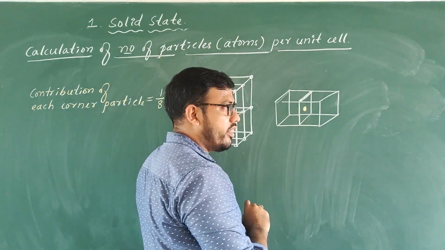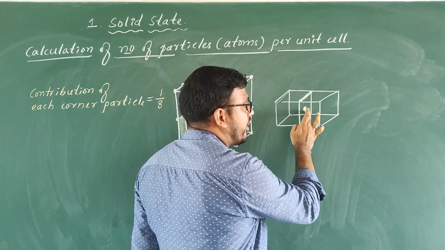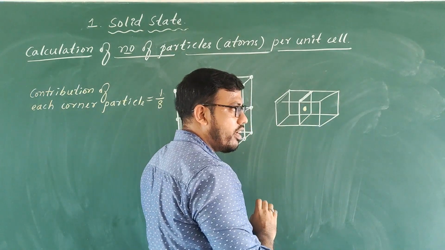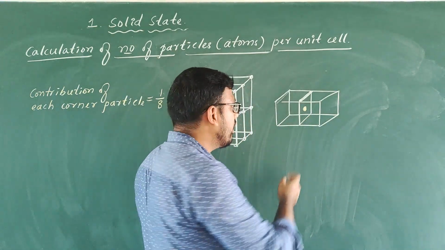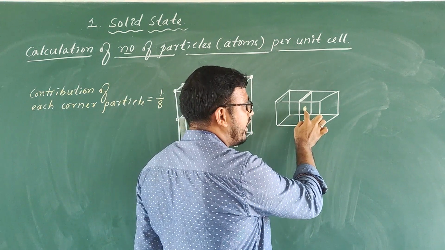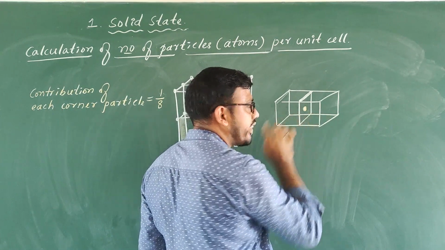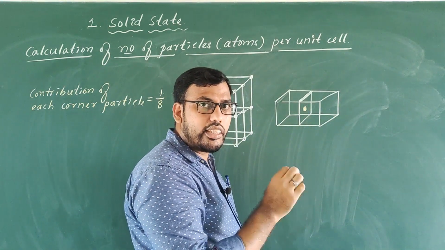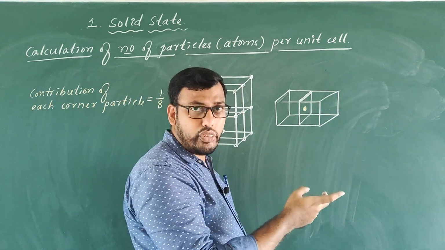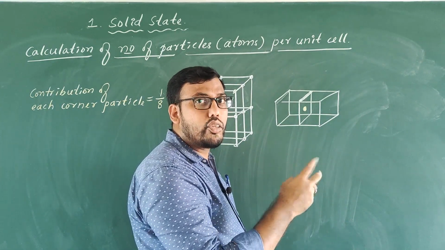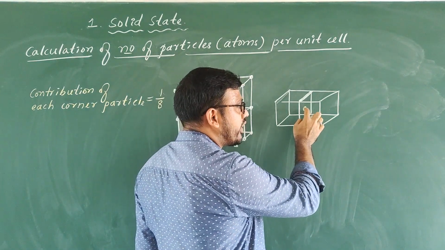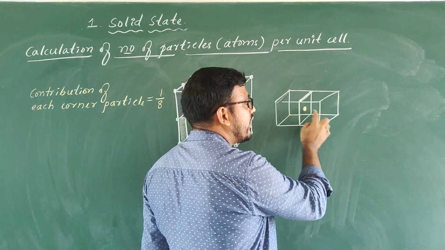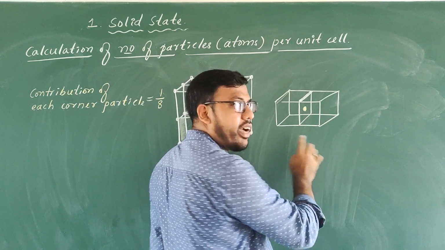If I ask you what is the contribution of this particle present at the face center, you may be able to answer that this particle shares 2 unit cells. Whenever a particle is present at the face center, it always shares 2 unit cells. So therefore, the contribution of a particle present at the face center is one particle sharing 2 unit cells, that's why 1 divided by 2.